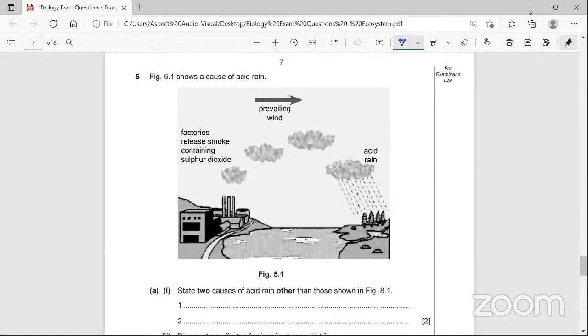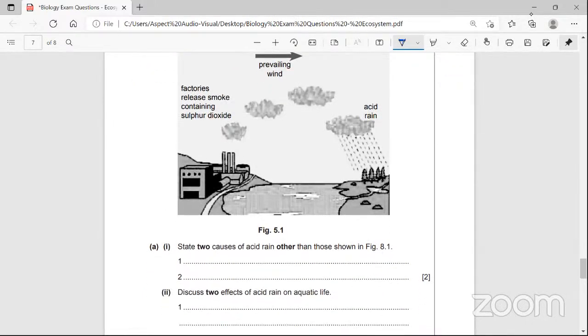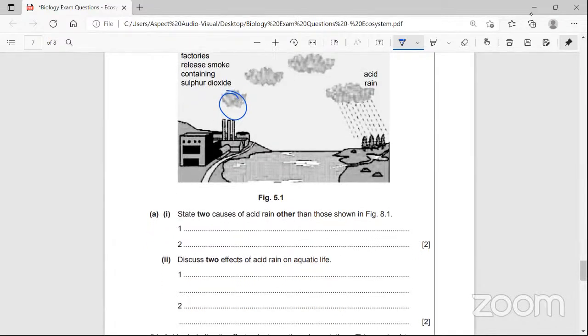Figure 5.1 shows a cause of acid rain. State 2 causes of acid rain other than those shown in the figure. As you can see in the picture, a factory is producing sulfur dioxide that creates acid rain. What other examples do we have? Nitrogen oxide. Car exhaust fumes. Nitrogen oxide, where is it coming from? Anything else?